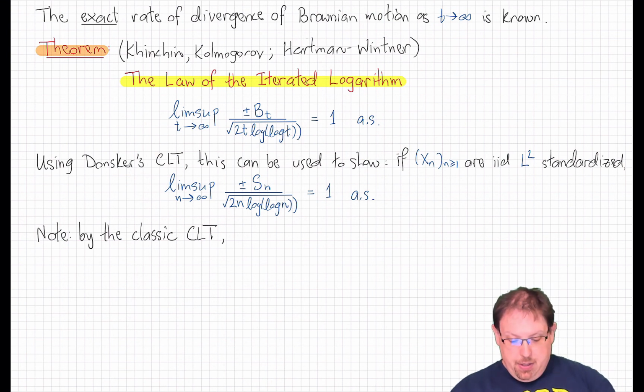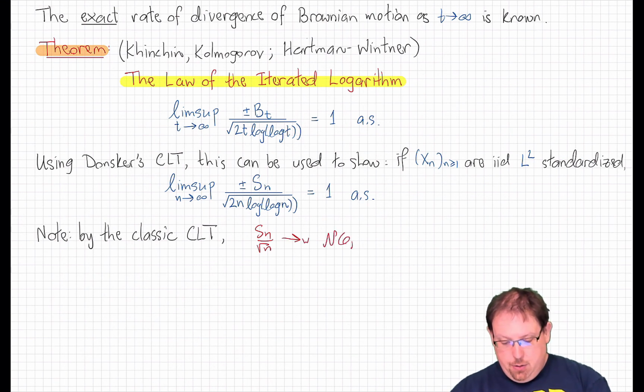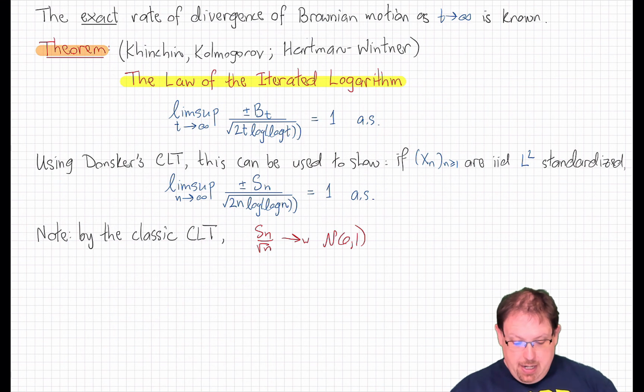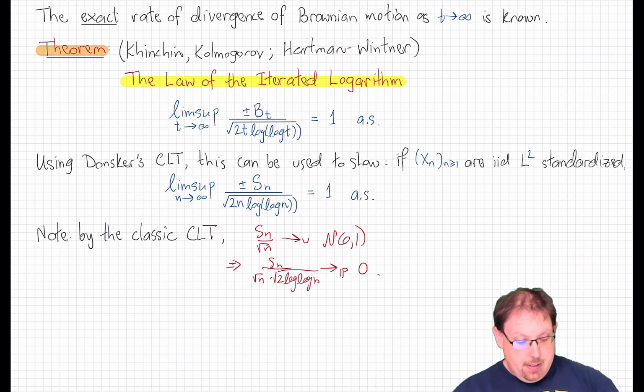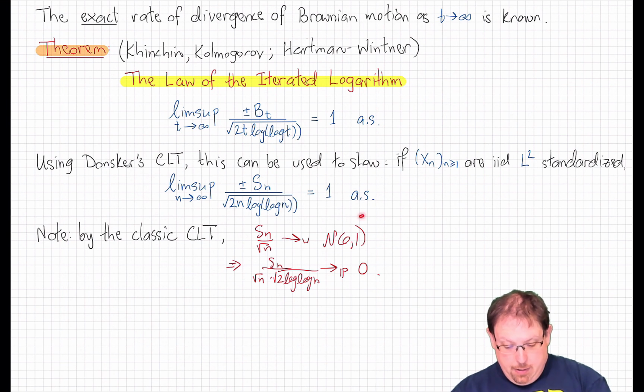From the classical central limit theorem, we know that S_n over root n converges weakly to a standard normal, which makes it seem hard to understand how you can rescale by something that still blows up, further times the square root of n, and get something other than 0. Indeed, it follows from this that S_n over root n times something that blows up, the square root of 2 log log n, converges weakly to 0, and since it converges weakly to a constant, it in fact converges in probability to 0. So how can we have this convergence in probability to 0 here, but not here?